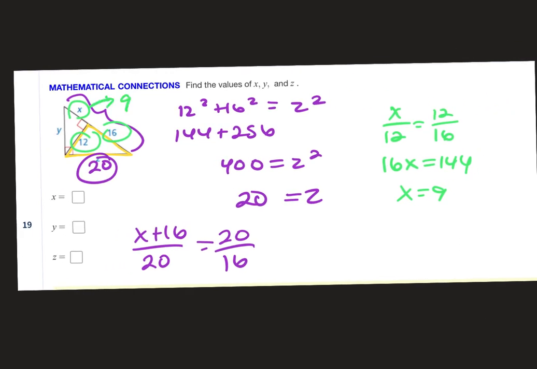And now I can do this triangle. Again, I can either use the Pythagorean theorem or I can use hypotenuse over leg, which would be 25 over y equals y over 9. y squared would equal 9 times 25, which should be 3 times 5.